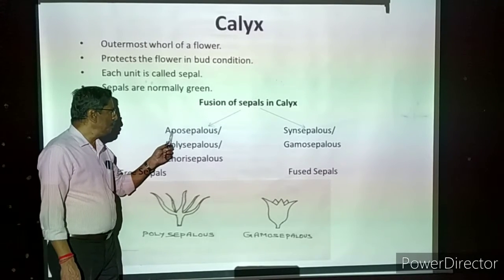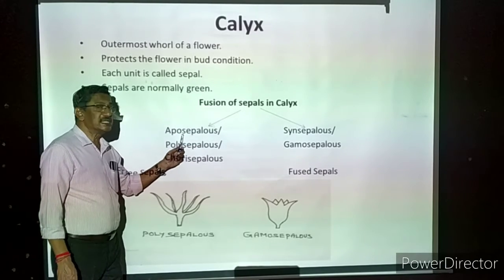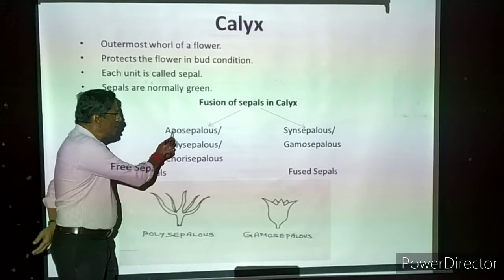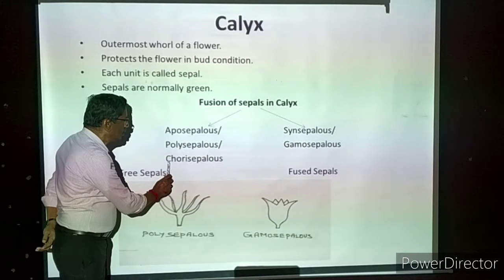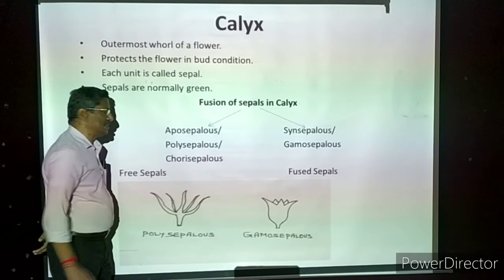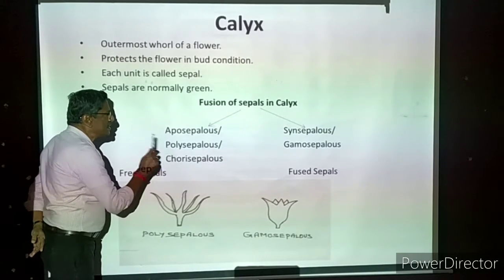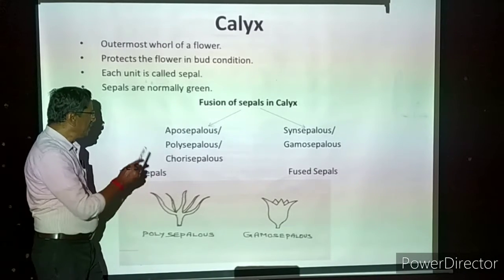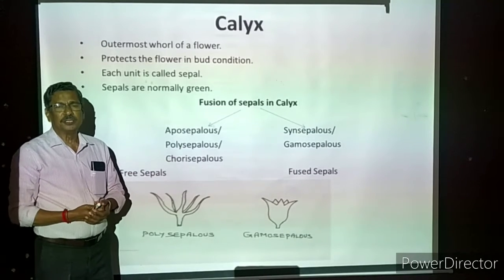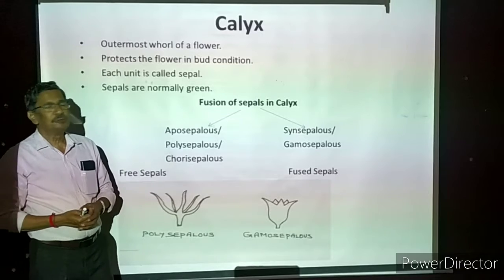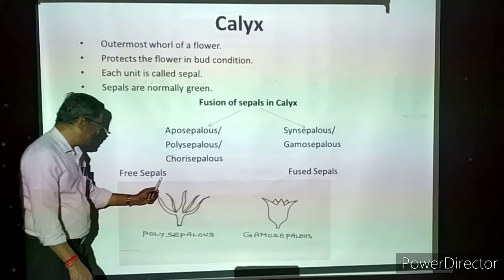Apocephalous. See that? Apocephalous. Don't pronounce it as sepalous. The alternative term for this is polycephalous. One more term is also there, that is corycephalous. Apocephalous, polycephalous, corycephalous, all are same. That means in this particular one, the sepals are free from each other. 5 sepals means all the 5 lobes are free from each other. That is apocephalous, free sepals.